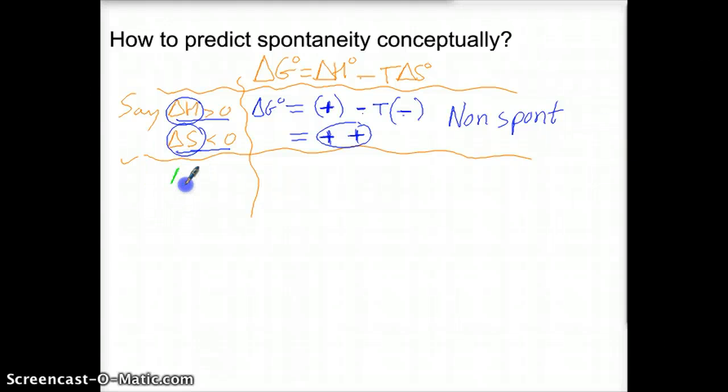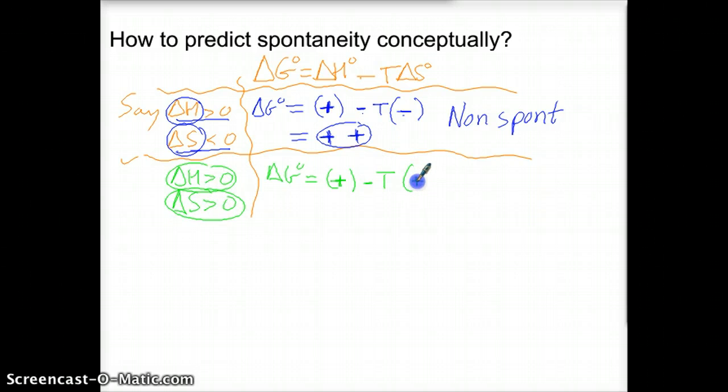Let's talk about another example. Let's say that delta H is greater than 0 and delta S is greater than 0. Then what's going to be the case? Well, delta G naught will be equal to, if delta H is greater than 0, a positive number, minus the temperature times the entropy, which is also a positive number. So this is going to be leaving me with a positive number, minus times positive is minus the temperature. Okay, so this doesn't always predict what the spontaneity will be. But let's think it through.